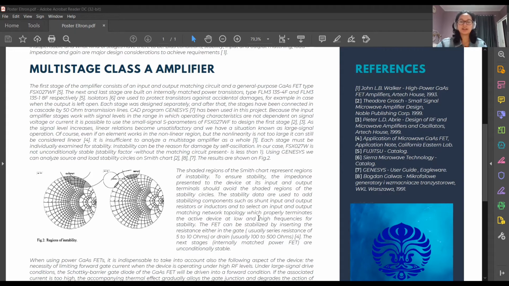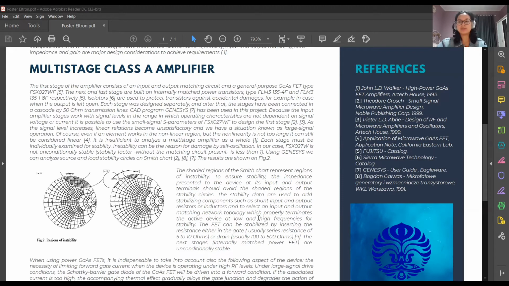Now, this project used a CAD program called GENESYS because the input amplifier stages work with signal levels in the range in which operating characteristics are not dependent on signal voltage or current. It is possible to use small signal S parameters of FSX027WF to design the first stage. Next, the linear relations become unsatisfactory as the signal level increases, and we have a situation known as large signal operation.